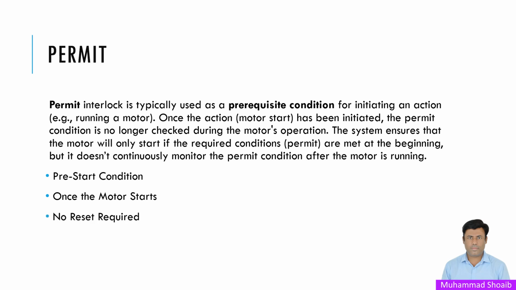So in the permit block, we do not need to reset. Reset is not required since the permit only checks the condition to start the motor and does not continuously monitor the permit while the motor is running. There is no reset action needed. The motor can continue running until an external event or another interlock, like protection or interlock, requires a shutdown.